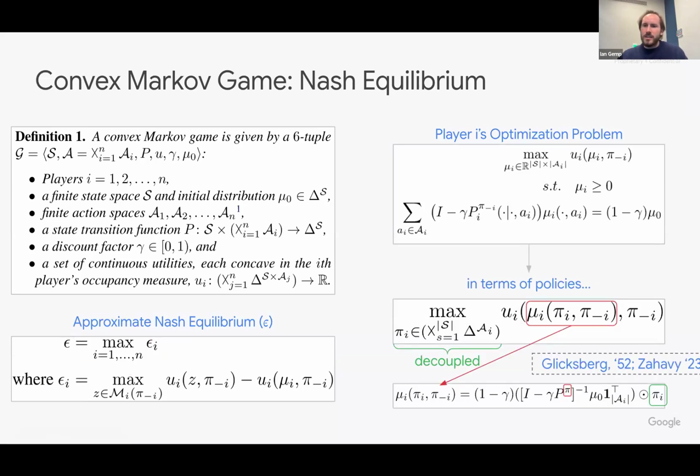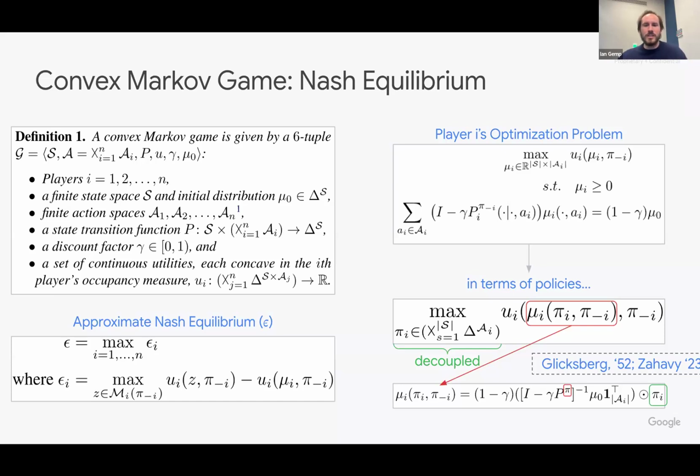Okay, and then so this problem is written in terms of occupancy measures, but we can write it in terms of policies as well. There are two things that are different when you write it in terms of policies. One is that every player's decision variable is now a policy, and there are no constraints. Every player can change their policy, and their choice of policy does not depend on others' choice of policies.